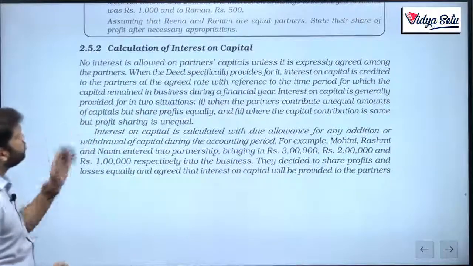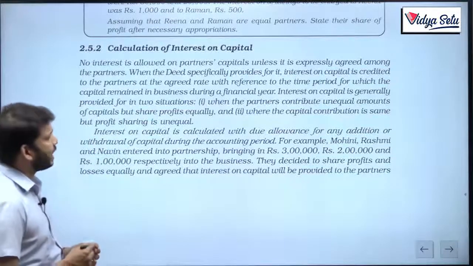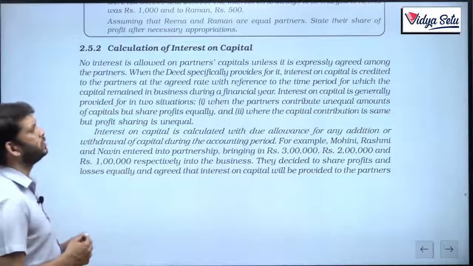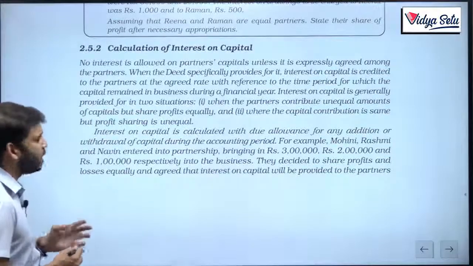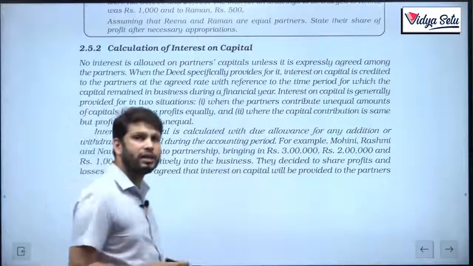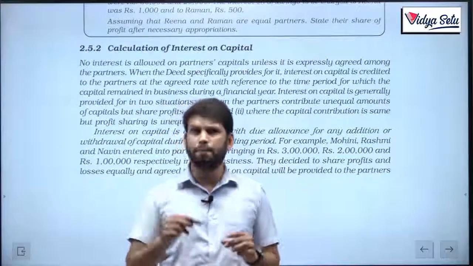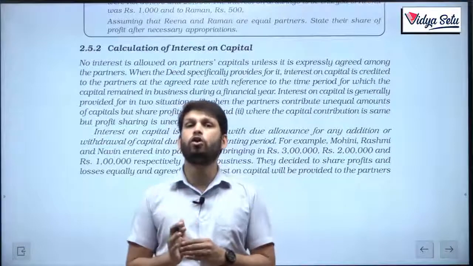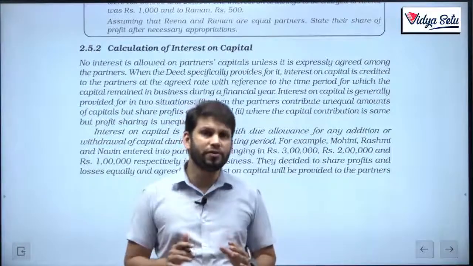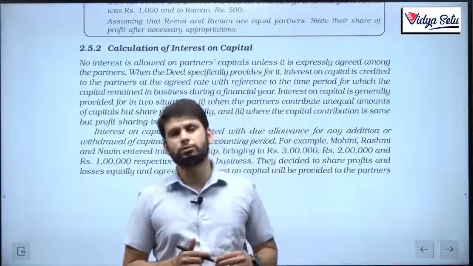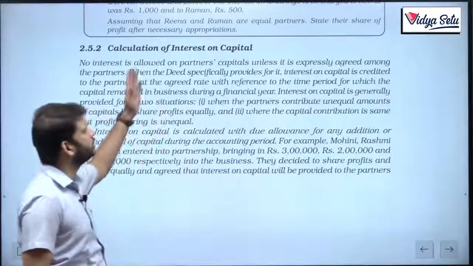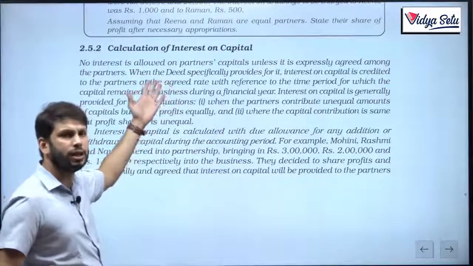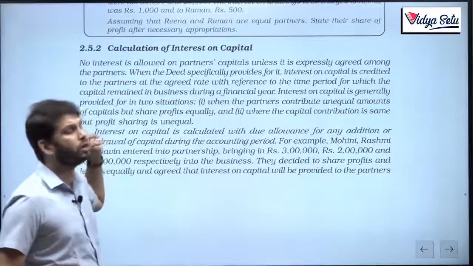We know that no interest is allowed on partners' capital unless it is expressly agreed among the partners. We also know that in case there is a partnership deed and there is a mention of provision of interest on capital, yet the rate of interest is not given, then the rate will be 6% per annum. But if there is no mention or there is no partnership deed, there won't be any interest on capital.